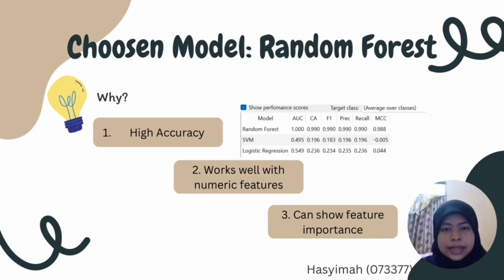After testing several methods, our group has selected random forest as our final predictive model. So why did we choose random forest? First of all, among the three algorithms that we have tested, SVM, logistic regression, and random forest, random forest achieved the highest accuracy, which is around 99%. It also works well with real-world data, such as attendance and exam scores. Besides that, random forest is also good because it can show which features are the most important when making predictions.